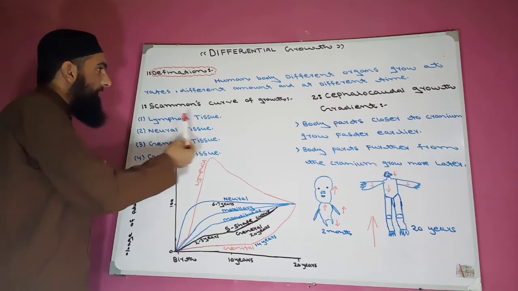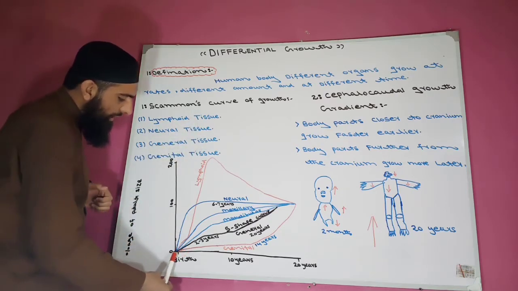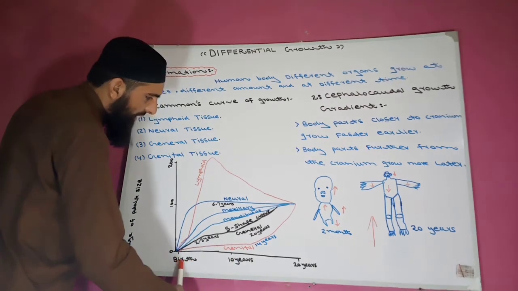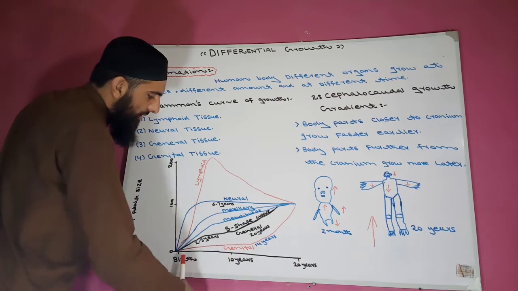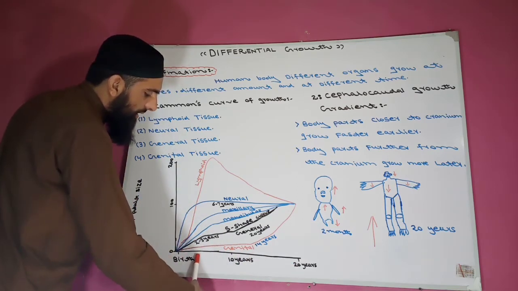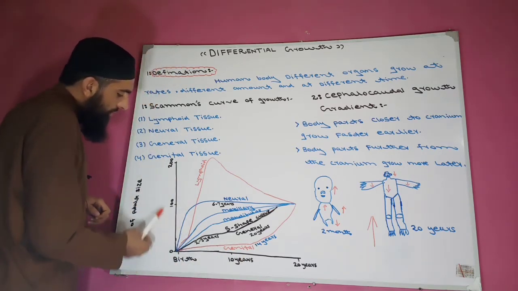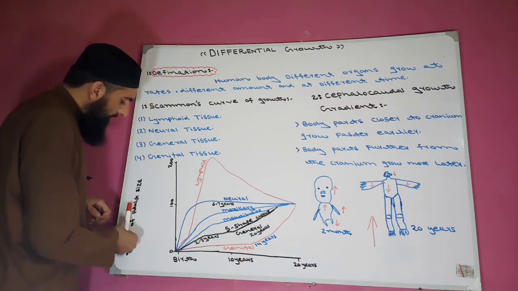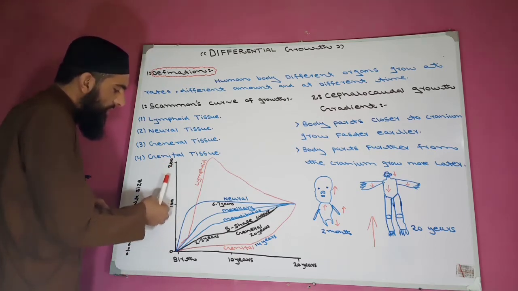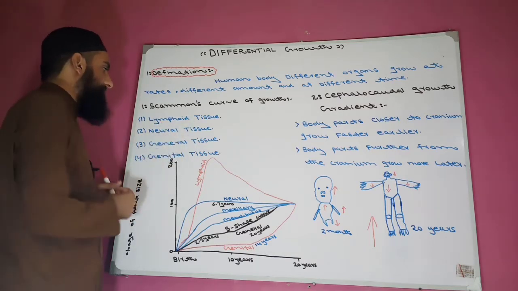Now, scheme and curve of growth. In the scheme and curve of growth, on the x-axis we take the age, meaning from birth to 20 years, the age of children, the age of a person. And on the y-axis we take the percentage of adult size, the percentage of adult body tissue size. Now first, lymphoid tissue.